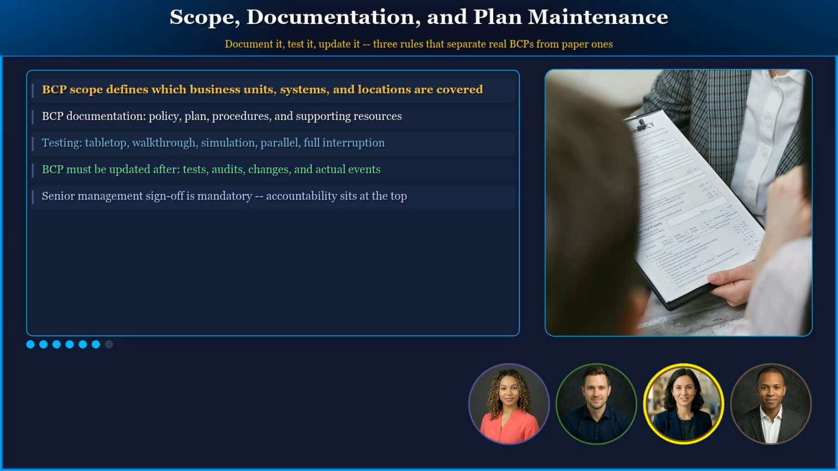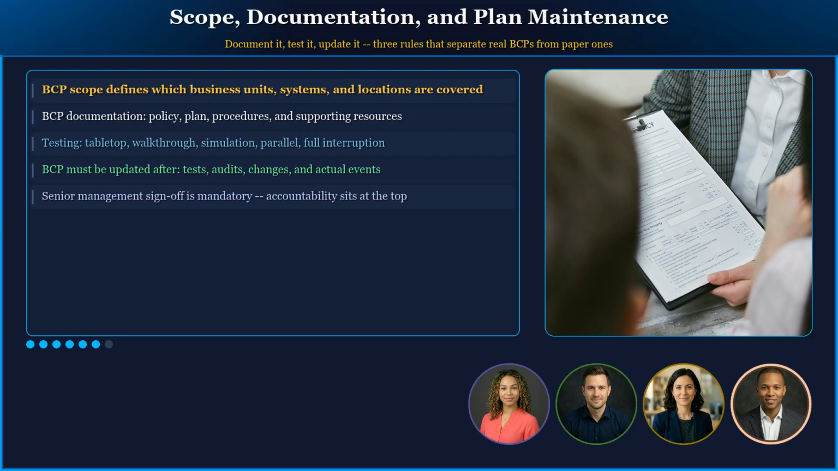The update trigger list matters for the exam. BCPs must be reviewed after every test that reveals a gap, after every significant IT or business change, after every actual event where the plan was activated, and on a scheduled basis even if none of those triggers occurred. A plan that was accurate 3 years ago may protect against a business that no longer exists.